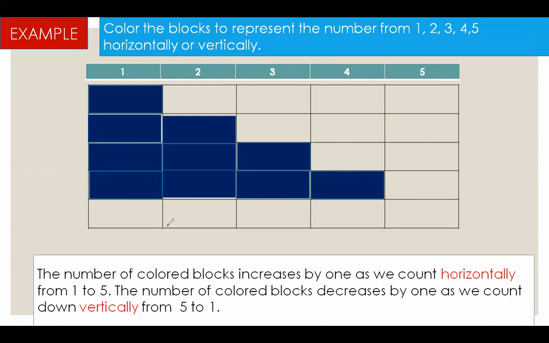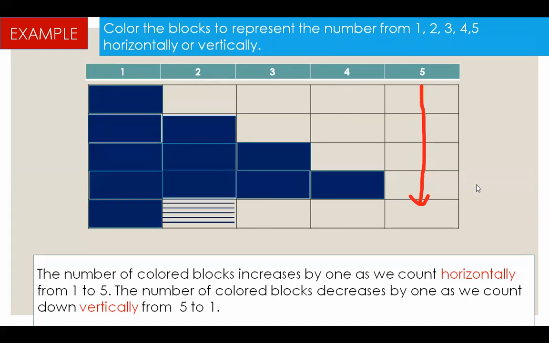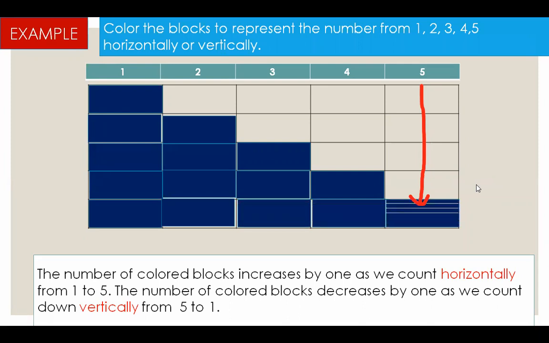Okay, so how about this number 5? So we have to color up until here. Okay, students? All right, let's start. 1, 2, 3, 4, 5. Okay, that's it, students. So we color the 5. Again, remember, color the blocks to represent number 1, 2, 3, 4, or 5, horizontal or vertical.